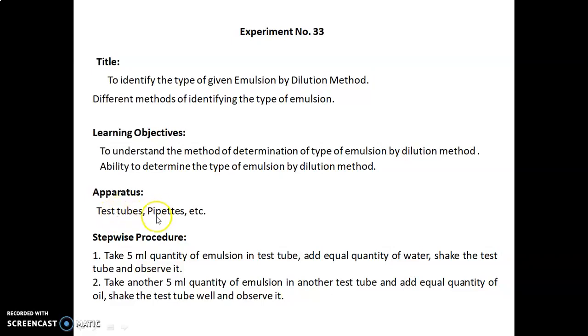Apparatus used are test tubes, pipettes, etc. Stepwise procedure. In the first step, we have to take 5 ml of emulsion in a test tube, add an equal quantity of water, shake the test tube and observe it. In the second step, take another 5 ml of emulsion in another test tube and add an equal quantity of oil, shake the test tube well and observe it.